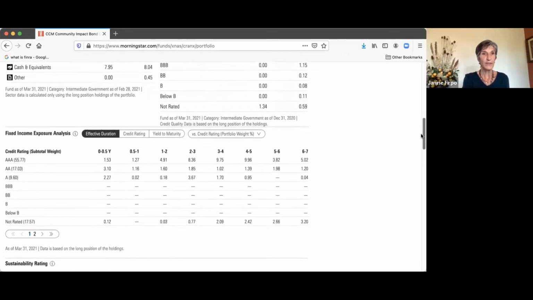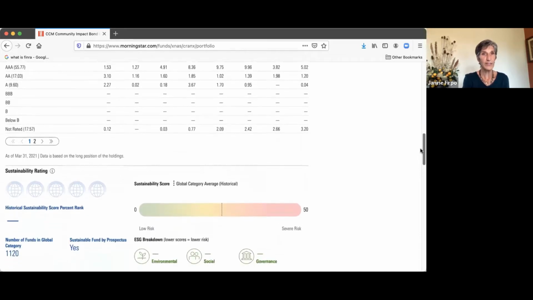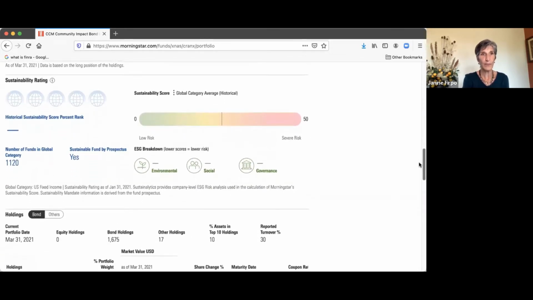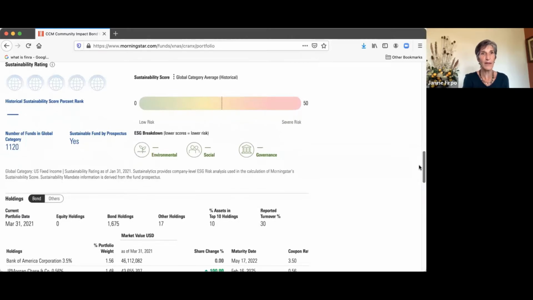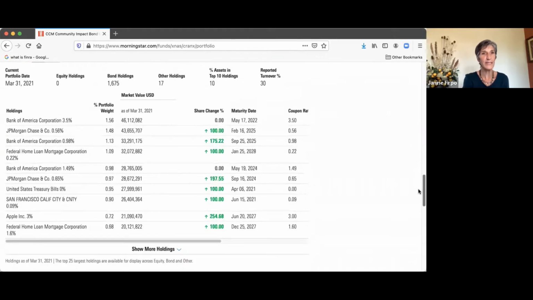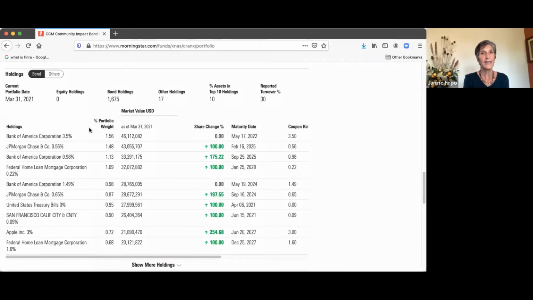Going down further, we're going to just skip over that for a moment. We can see that this particular fund holds 1,675 different bonds. That's what bond holdings means. It's got 1,675 different bonds in this particular portfolio. And you can see what's held here.